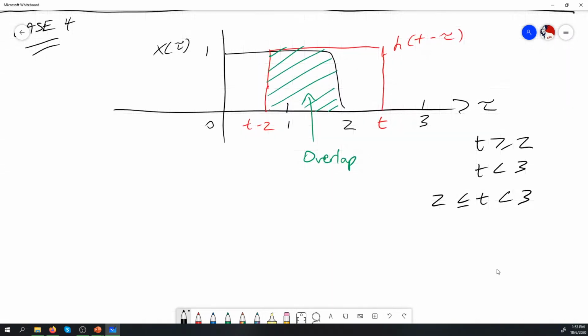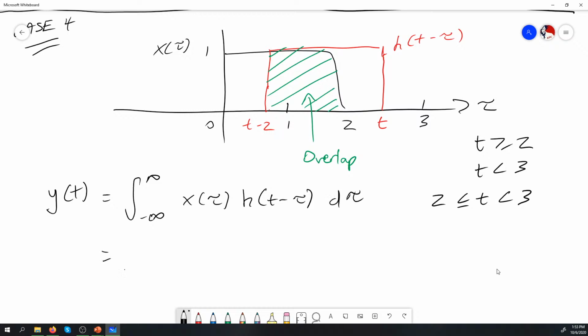Now, when we start evaluating the convolution integral here for case 4, we're going to see that we end up with a different equation entirely for y of t. So, y of t, in evaluating the convolution integral, as we keep on seeing, was the integral of x of tau, h of t minus tau, d tau. We substituted our limits, and then for overlap, the uppermost limit here was 2. But the lowermost limit here is going to be t minus 2.